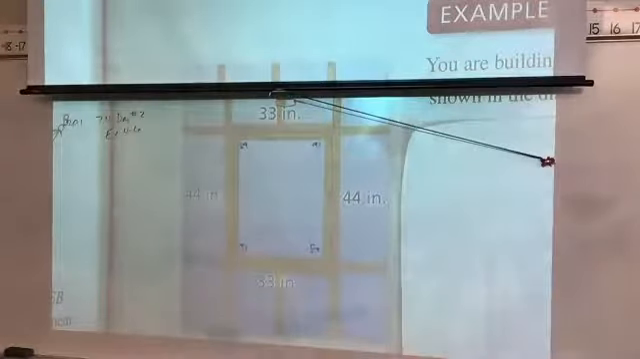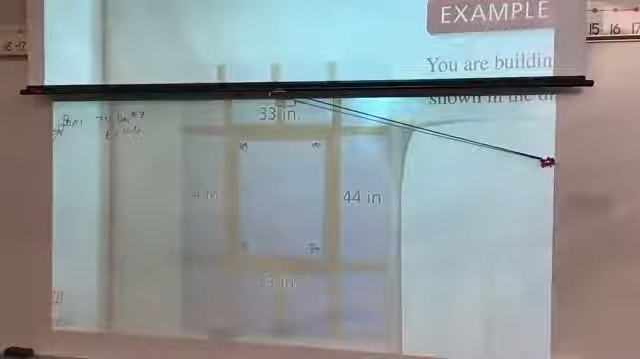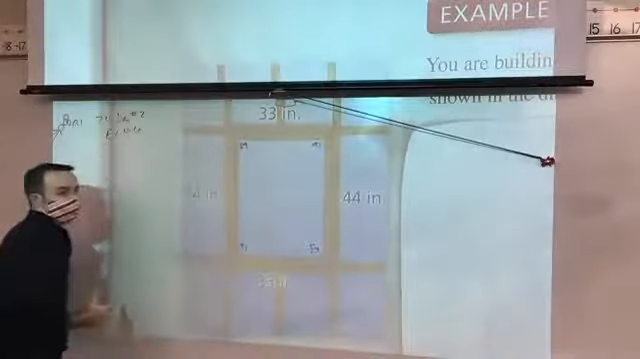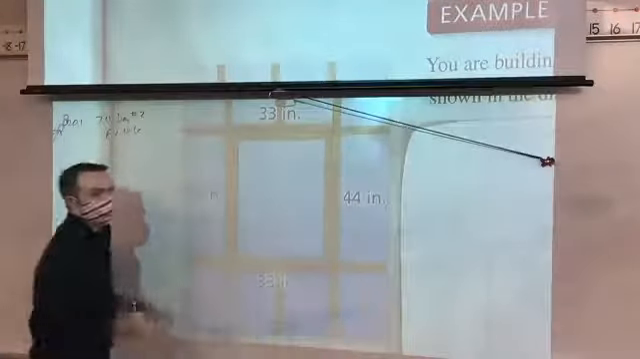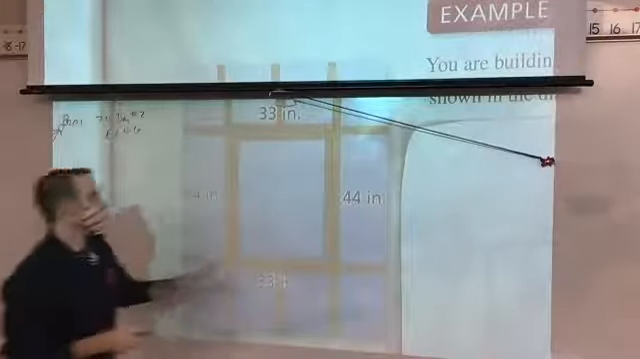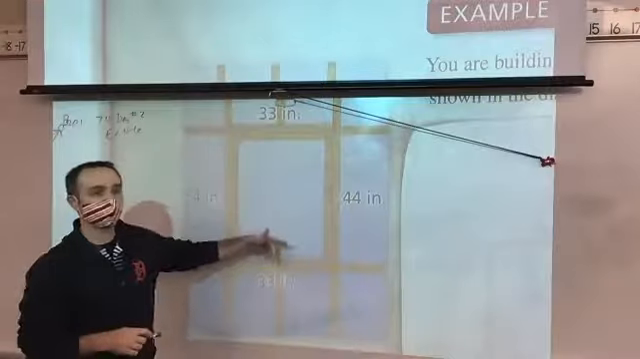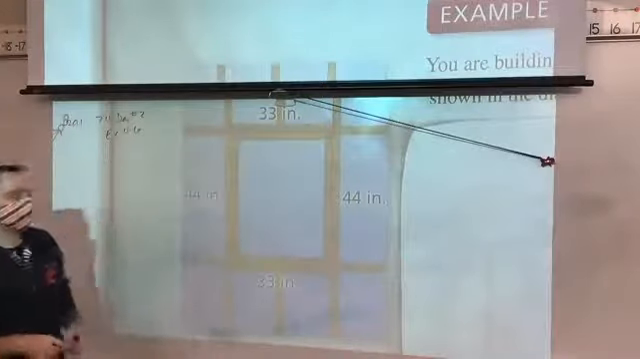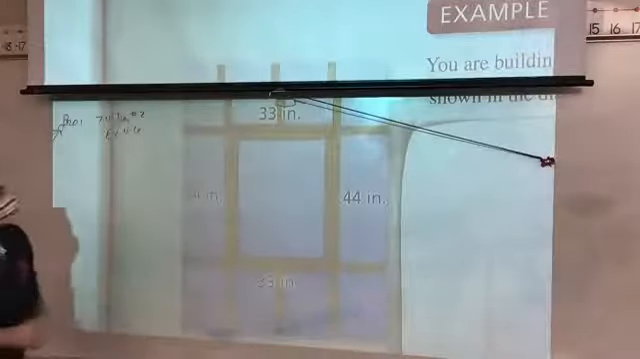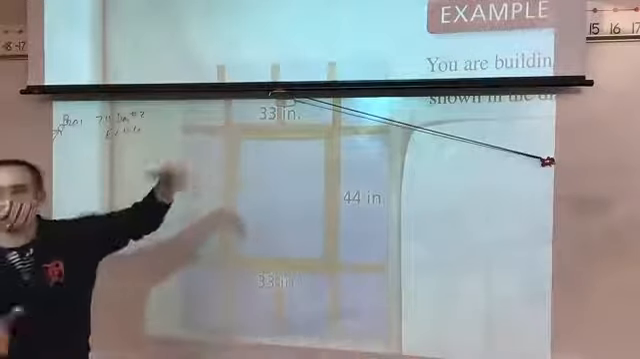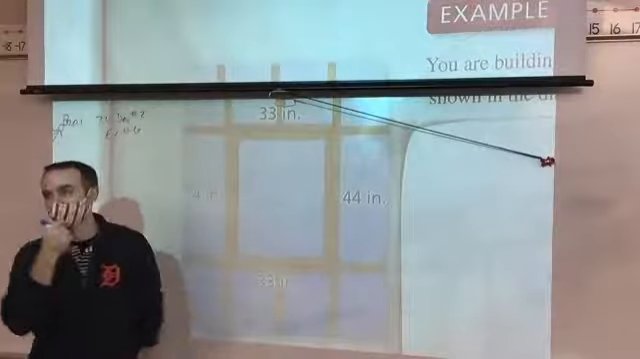Okay? The second part to this question says you measure the diagonals of the opening. The diagonals are 54.8 and 55.3 inches. Is this a rectangle? No. If the diagonals are different lengths, it's not a rectangle. The diagonals have to be the same. They have to be equal to each other. If we were to measure the diagonals, that's one way to show that it's a rectangle. Otherwise, we're checking the angles and making sure that they're 90 degrees.